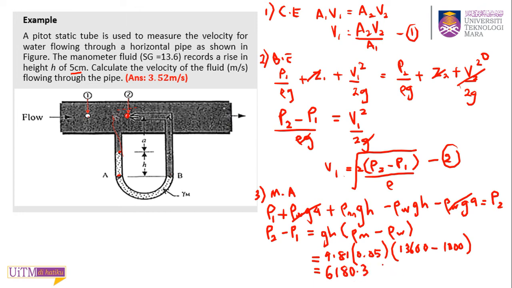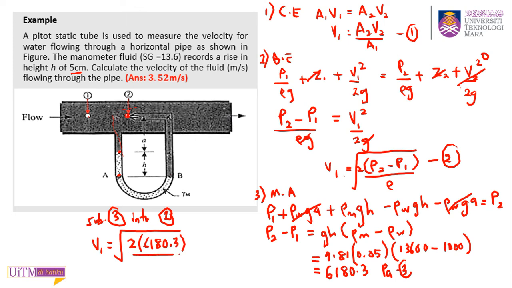Pascal, remember, don't forget your unit. So this P2 minus P1, you put back in your second equation, and this is the third equation. Substitute 3 into 2, then you will get your velocity 1. So V1 equals square root of 2 times 6180.3 divided by 1000.